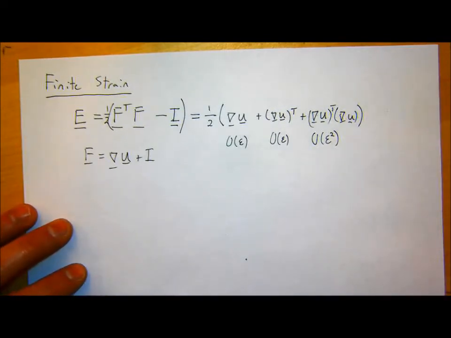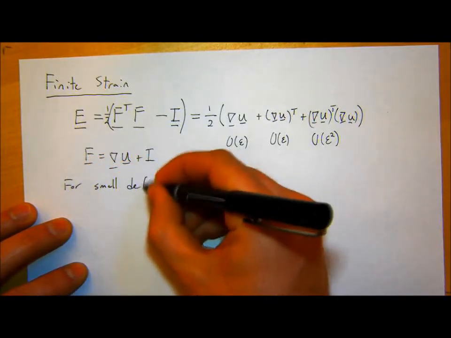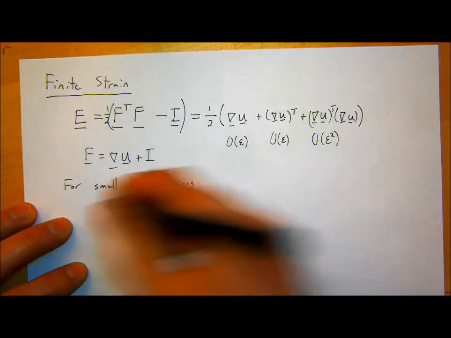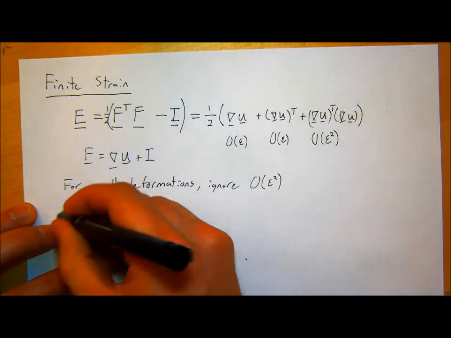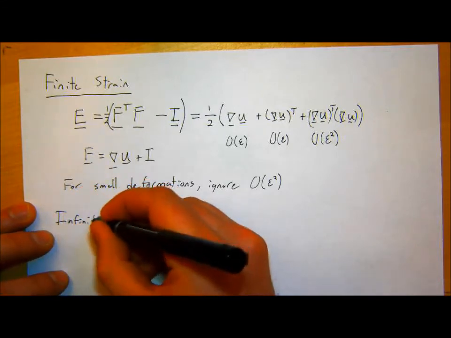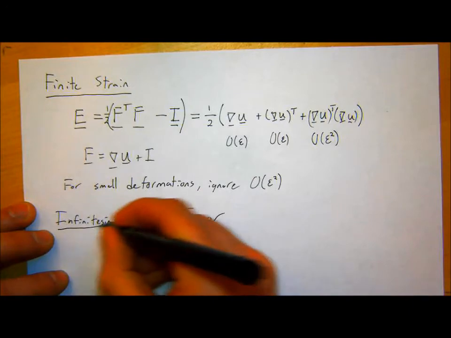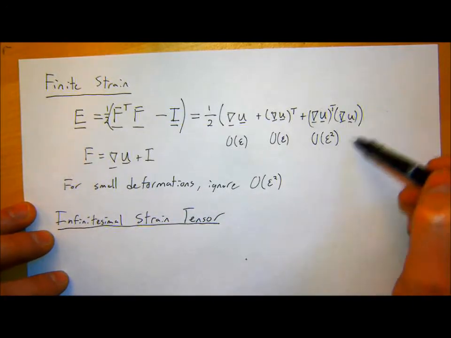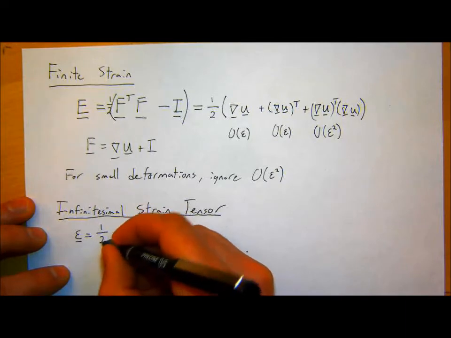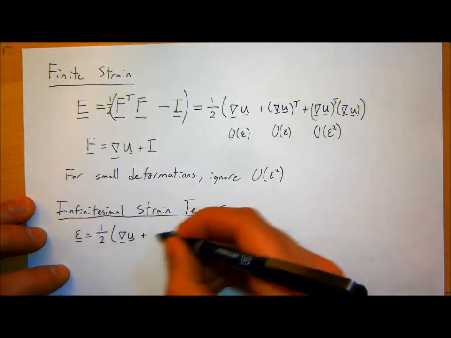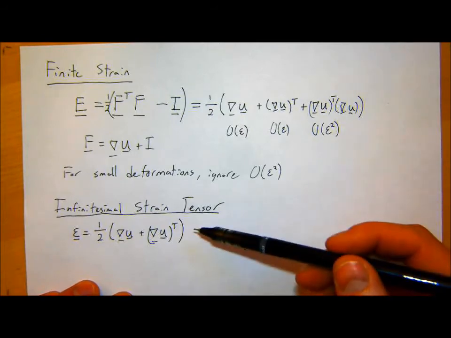So what I can do, for small deformations, I can ignore the thing that's on the order of epsilon squared, and I get what's known as my infinitesimal strain tensor. And I do that basically just by ignoring this higher order term in my finite strain tensor. Here, I can say my epsilon now is 1/2 gradient of U plus gradient of U transpose. Now, does this look familiar, hopefully?